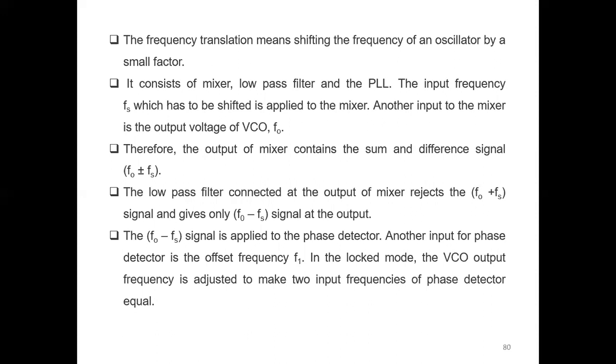Therefore, the output of the mixer contains the sum and difference signals. The low pass filter connected to the output of the mixer rejects the sum signal and gives the f0 minus fs signal at the output. The f0 minus fs signal is applied to the phase detector. Another input for the phase detector is the offset frequency f1.